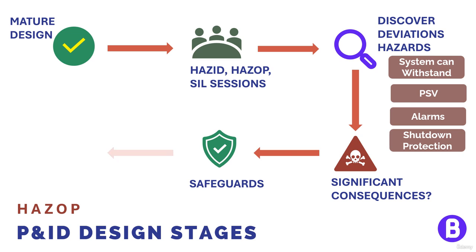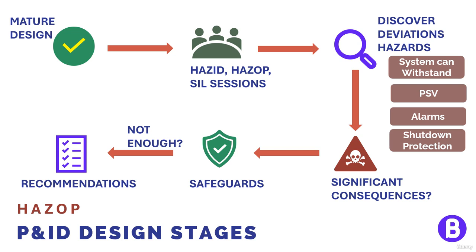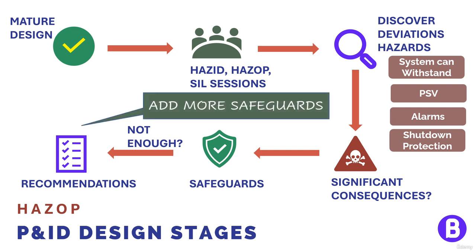If the safeguards that are considered in the design are insufficient, then we shall need to add a recommendation in order to add more safeguards or to study the impact more in depth. So we may end up adding more pressure safety valves or shutdown valves or just alarms, or we can change the design pressure or temperature of a system in order to ensure that our system is protected.